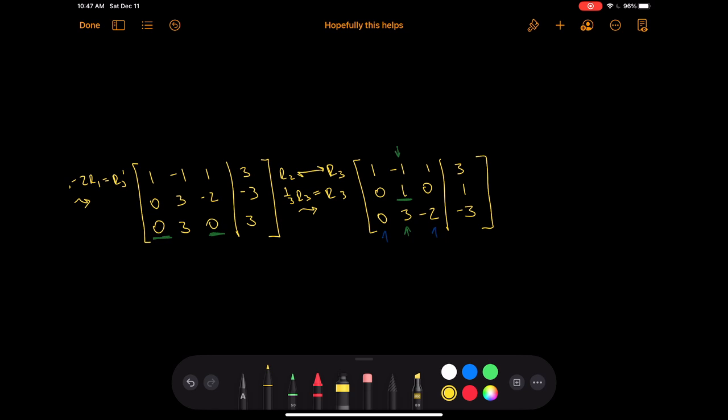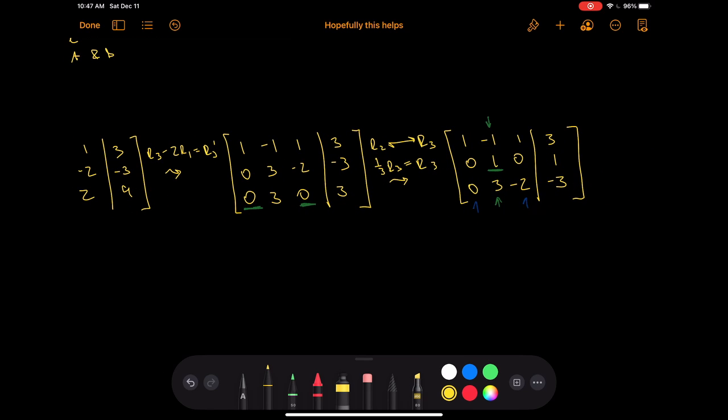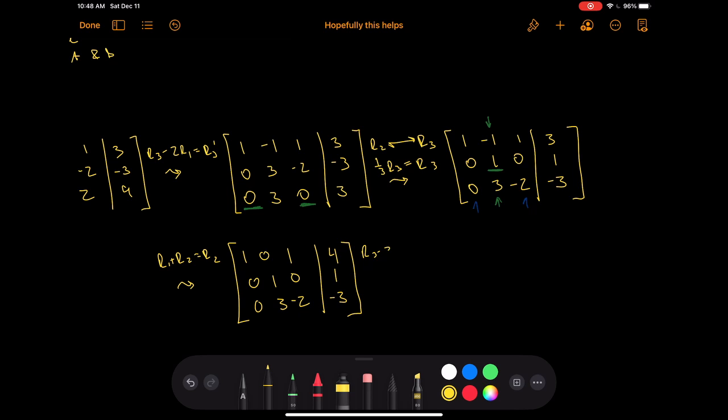And so what we're going to do is R1 plus R2 is equal to R2. And so that will give us 1, 0, 1, 0, 1, 0, 0, 3, -2. And then this would be 4, 1, -3. And then to get rid of the 3, we just subtract 3 times the second row. So R3 minus 3 times the second row is going to equal our new R3.